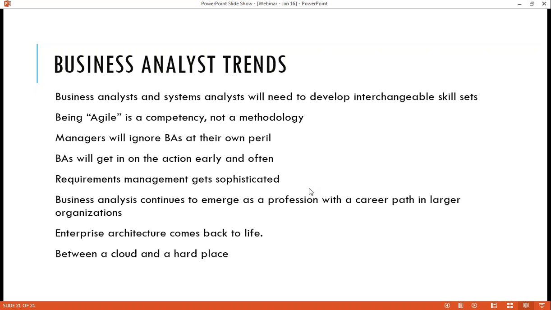BAs are the ones who are getting early action in the project. They are the ones who are getting all the business requirements documents, and they are required to gather all the requirements ASAP. Let the development team know about it ASAP. Okay.